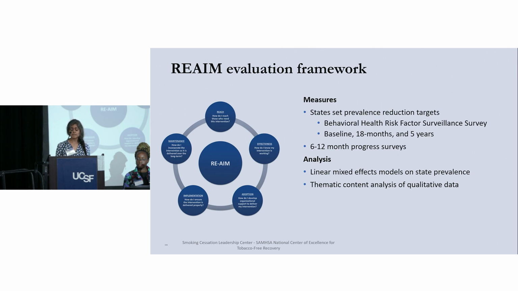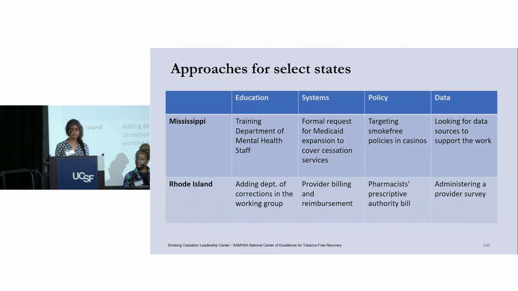And then we looked at their 18-month progress and the 5-year progress. The 5-year benchmark is where they would really like to be in 5 years after starting this work. We also asked states to complete 6 to 12-month progress surveys. For the analysis, we used linear mixed effect models to see whether state prevalence declined after participating in the academies, and then we did thematic content analysis of the qualitative data. I will say that these analyses are preliminary. We just started working on this and are really happy to share these findings.